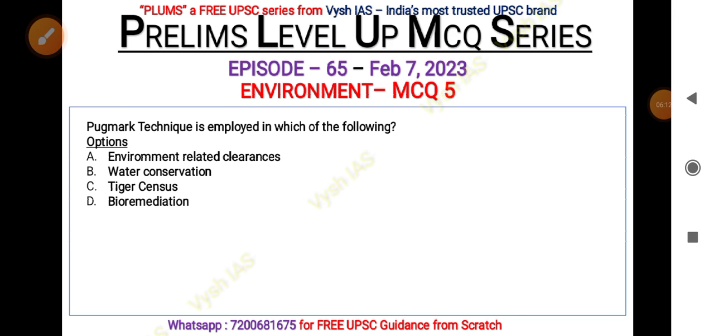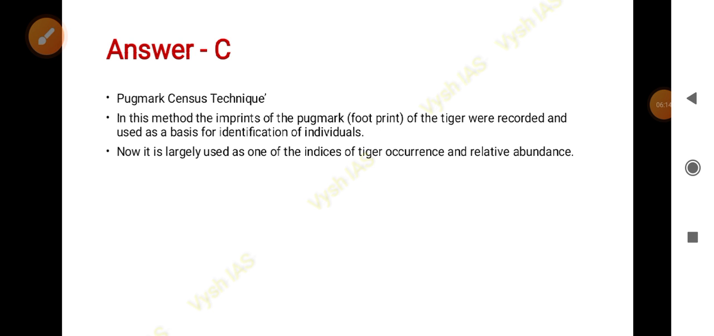Now let's see. Answer is C, tiger census. In the pugmark technique, the imprints of the pugmark, that is the footprint of the tigers, are recorded, and on that basis identification of individual tigers is done. It is largely used as one of the indices of tiger occurrence and relative abundance, where tiger population is more. That's how it is used in the tiger census method, one of the techniques.